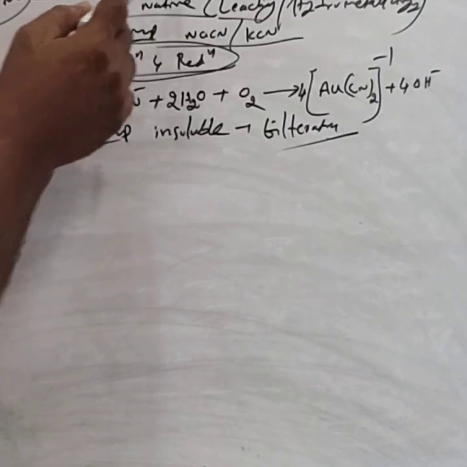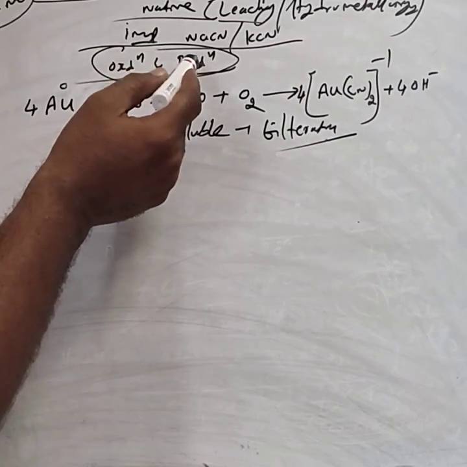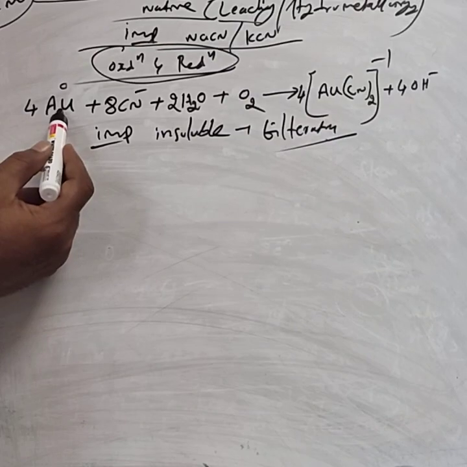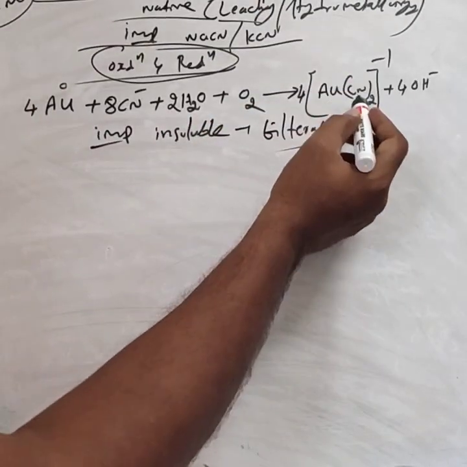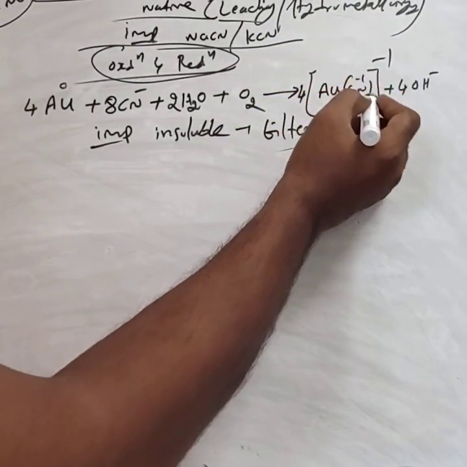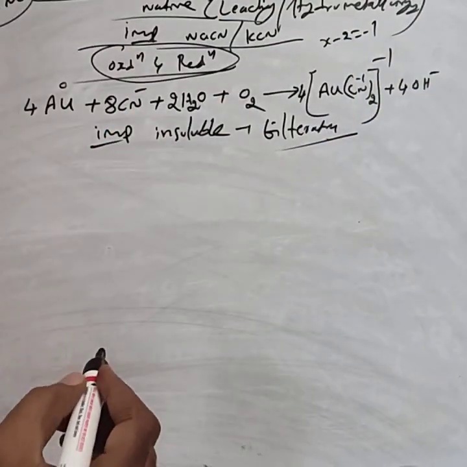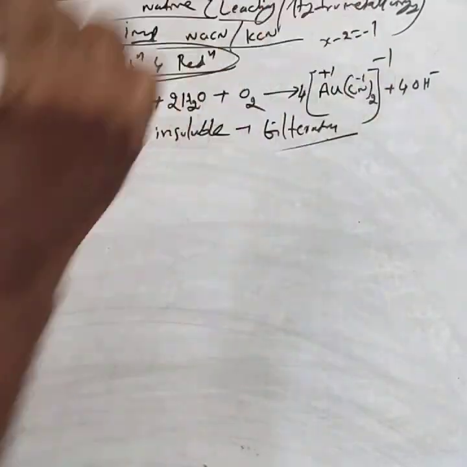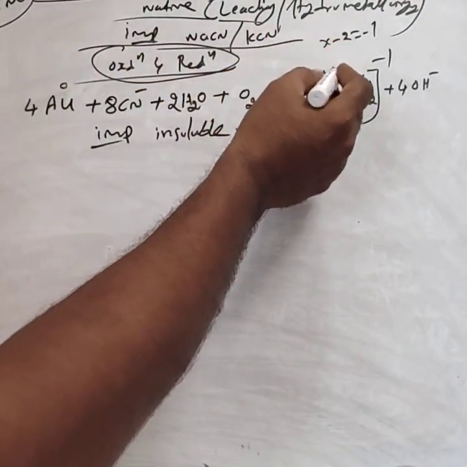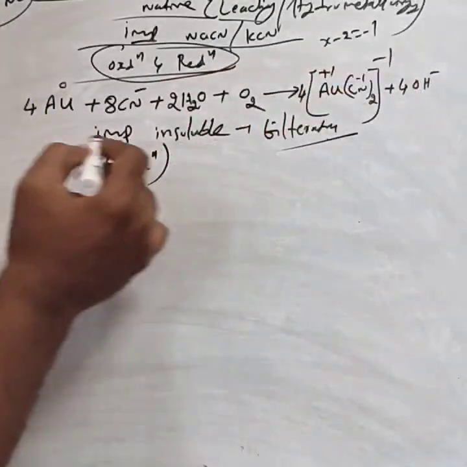I already mentioned that the cyanide process involves both oxidation and reduction. Observe the oxidation state. Here gold's oxidation state on the reactant side is 0, but in this complex, the cyanide charge is minus 1 from 2 cyanides, minus 2. If x minus 2 equals minus 1, then x is plus 1, so gold is in the plus 1 oxidation state. 0 to plus 1 means the oxidation state increases. That means the first step in the cyanide process is an oxidation reaction.